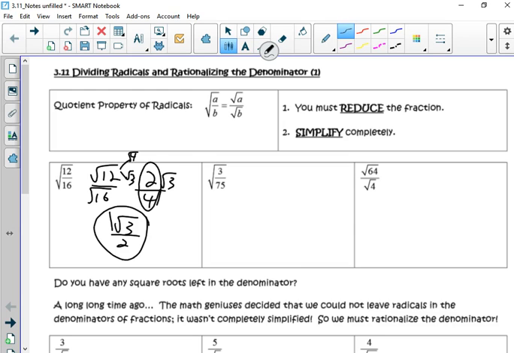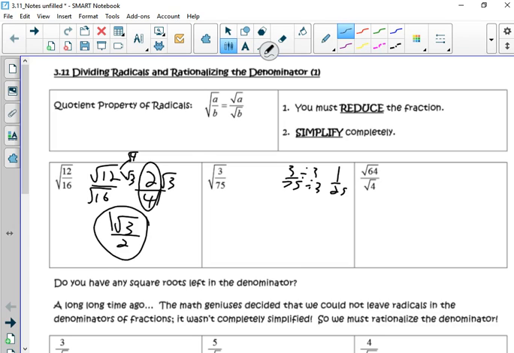Okay, now this one at first doesn't look as easy as it really is going to end up being. Before I even break this up, if I gave you just the fraction, 3 over 75, that can be simplified. Because how many quarters make 75 cents? 3. 3 quarters make 75 cents. So this really reduces. If you divide by 3 and divide by 3, this reduces to 1 over 25.